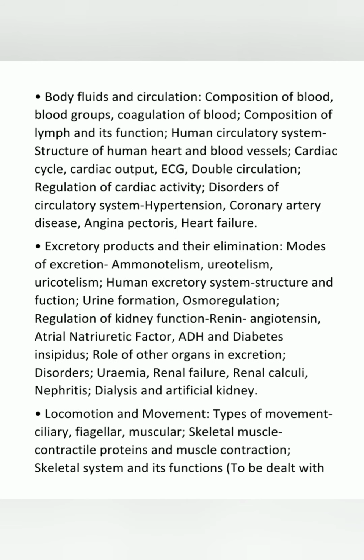Human physiology also includes circulatory system like composition of blood, blood groups, coagulation of blood, composition of lymph and its function, human circulatory system, structure of human heart and blood vessels, cardiac cycle, cardiac output, ECG, double circulation, regulation of cardiac activity, disorders of circulatory system like hypertension, coronary artery disease, angina pectoris and heart failure.